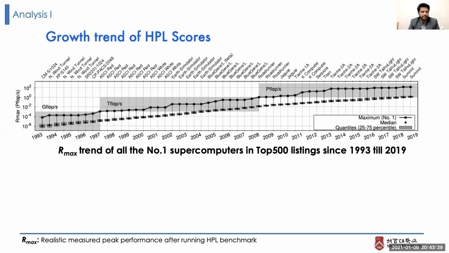The trend shows that, on average, a newly introduced number one supercomputer has doubled the Rmax score of its immediate predecessor. For example, ASCI Red in 1997 was recorded as the first supercomputer with teraflop per second performance, while Roadrunner in 2008 was the first petascale supercomputer.